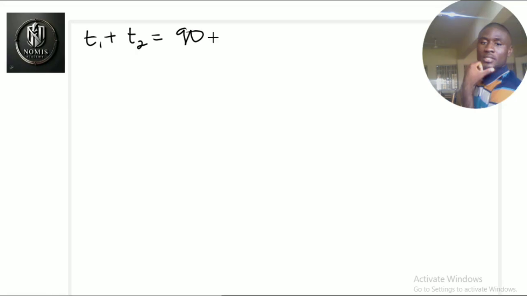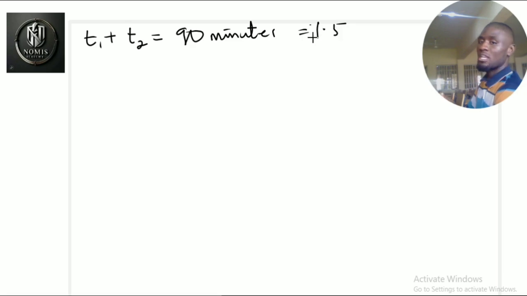Now, this 90 minutes, remember that our speed was in kilometer per hour. This 90 minutes is to be converted to hour, because we are taking it according to hour. So the 90 minutes should be converted to hour. This 90 minutes is just one whole number, 1 over 2 hour, right? That's equal to 1.5. So everything is equal to 1.5.